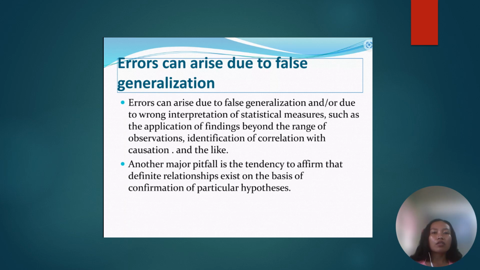Errors can arise due to false generalization and/or due to wrong interpretation of statistical measures, such as the application of findings beyond the range of observation, identification of correlation with causation, and the like. Another major pitfall is the tendency to affirm that definite relationships exist on the basis of confirmation of particular hypotheses.